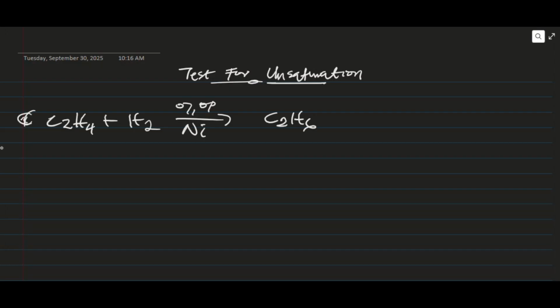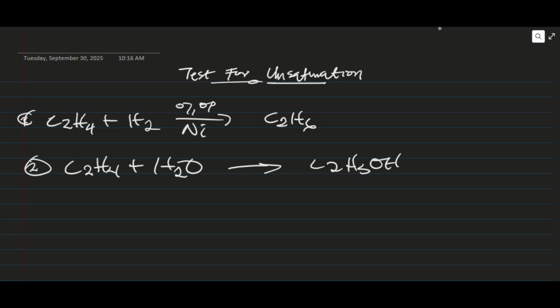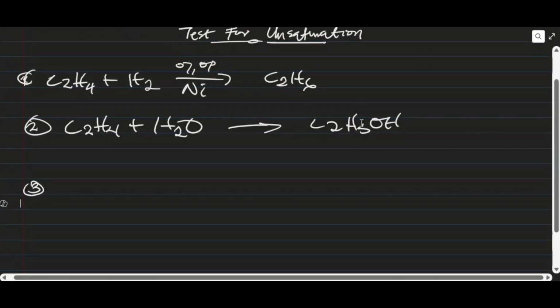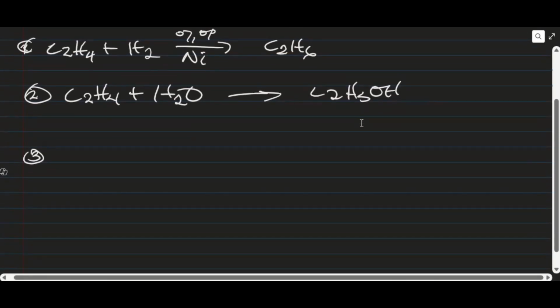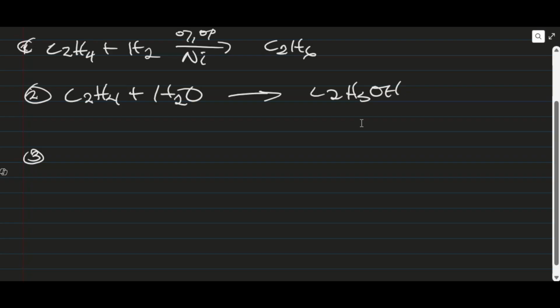Again, we also said we can react ethene with steam, which will give us ethanol. So this is another form of addition reaction. The third one that we want to look at now is also a form of addition reaction, but it can be used to test for unsaturation. And remember we said addition reaction makes an unsaturated hydrocarbon become a saturated compound. So our ethane here is saturated, and our ethanol is a saturated compound as well.